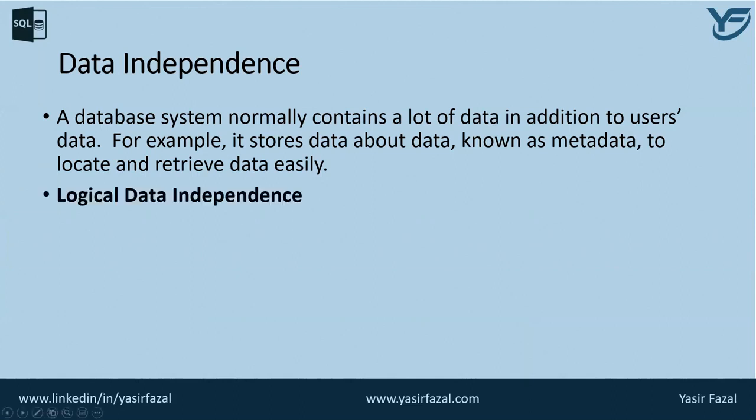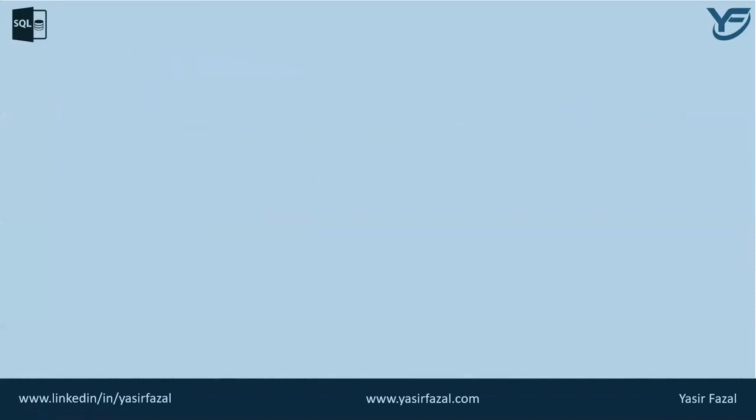So data independence is basically categorized into two types: logical data independence and physical data independence. Let us discuss both of them one by one.